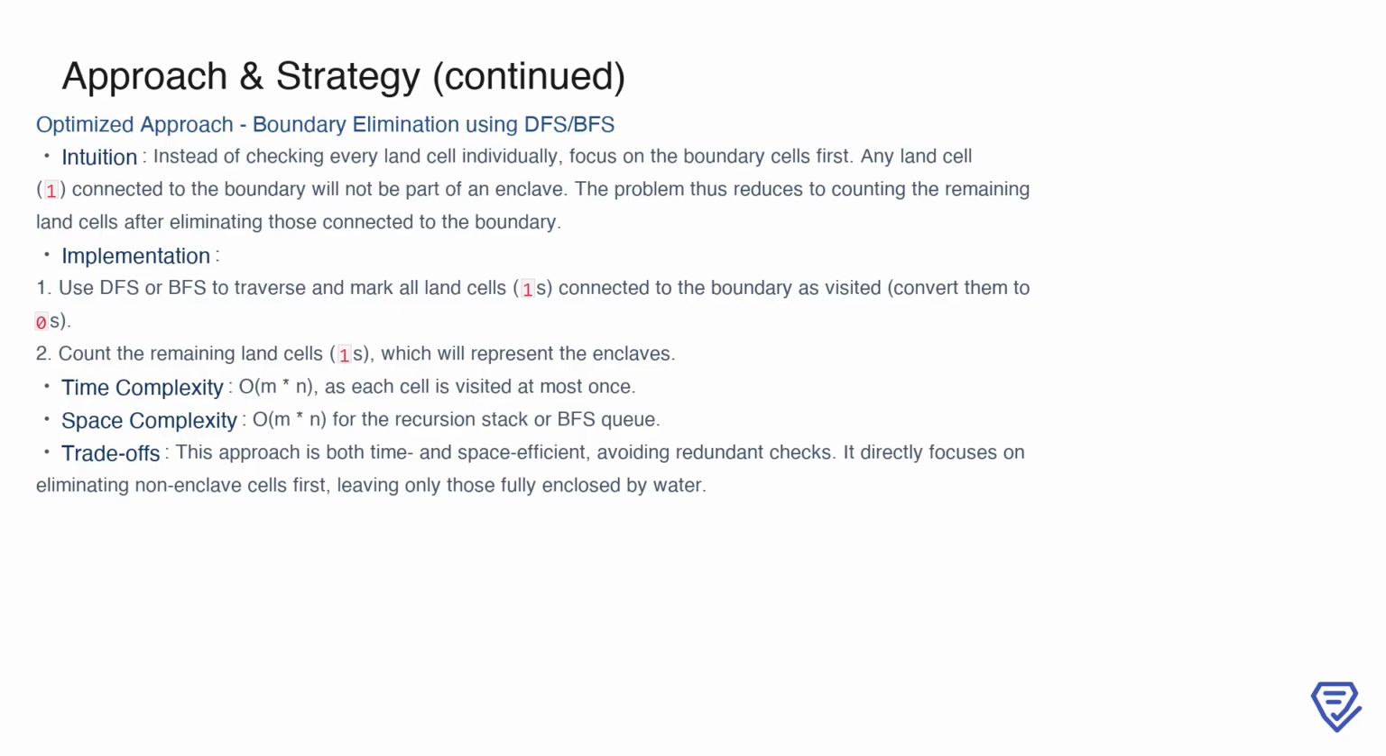This optimization drastically reduces redundant computations. The time complexity is O(m*n), as each cell is visited only once, and the space complexity remains O(m*n) for the recursion stack or BFS queue. By focusing directly on boundary-connected cells, this approach achieves both time and space efficiency.